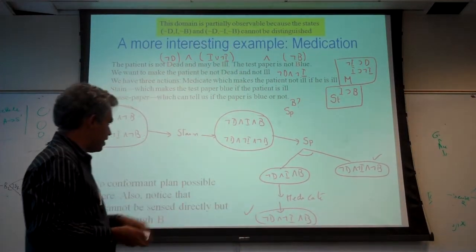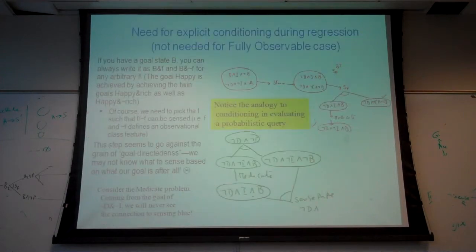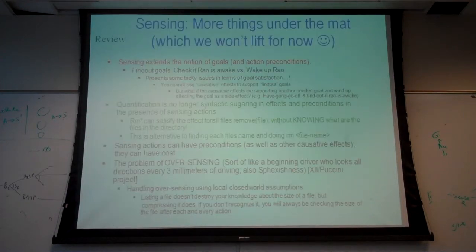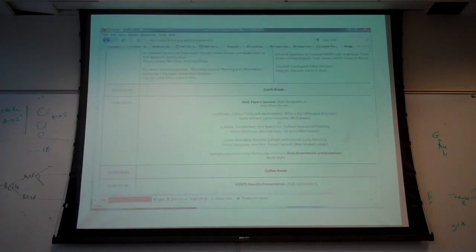So that kind of brings us to the question of heuristics. How do you start pushing these kinds of planners in the right direction? Which we will start today. I have 5 more minutes, and then we will continue next class. This I will skip. This also I will skip. And then I will talk about heuristics for risk-based planning.